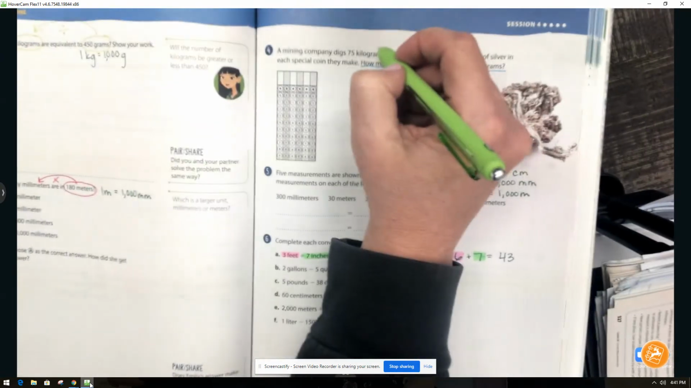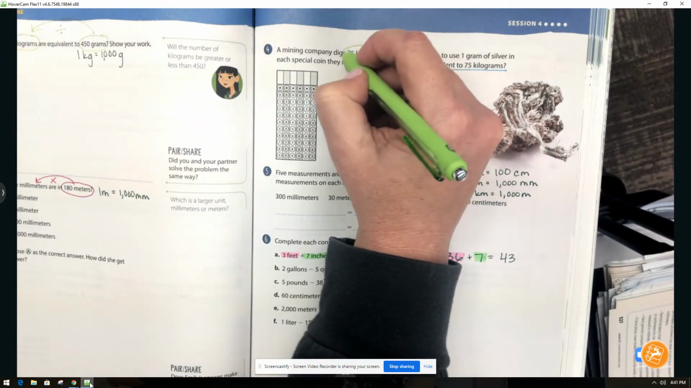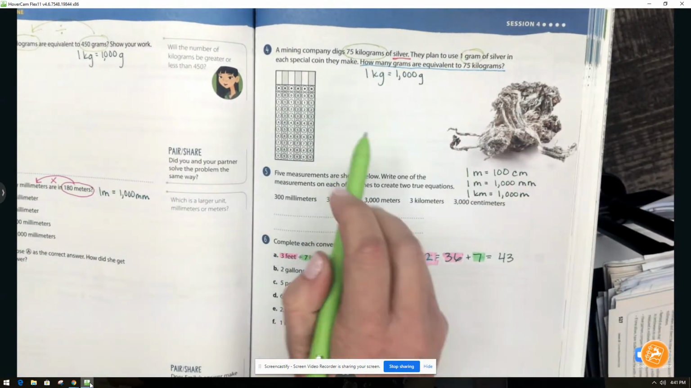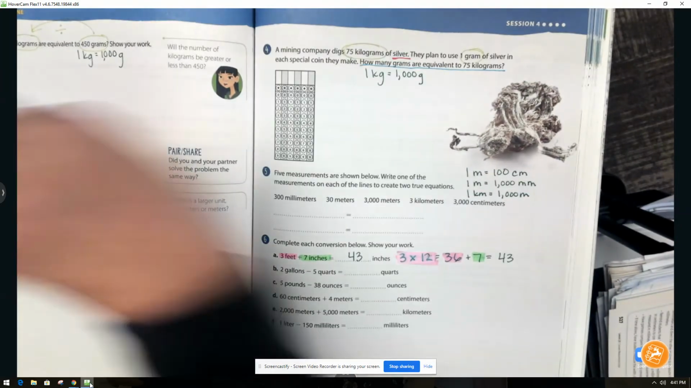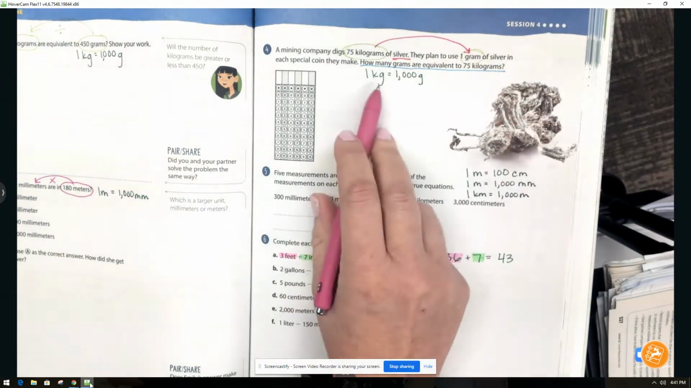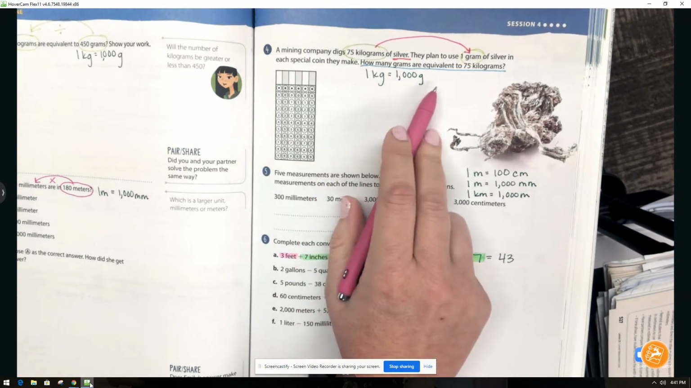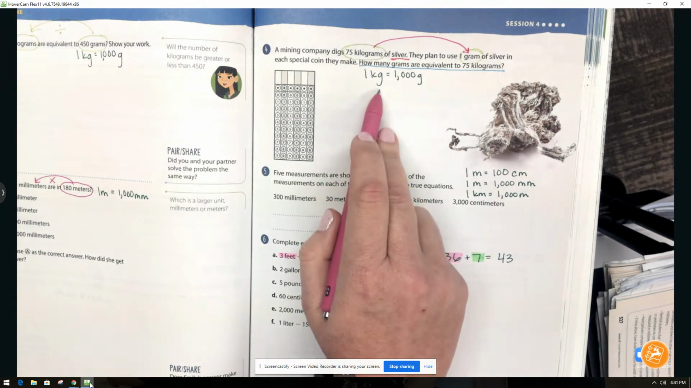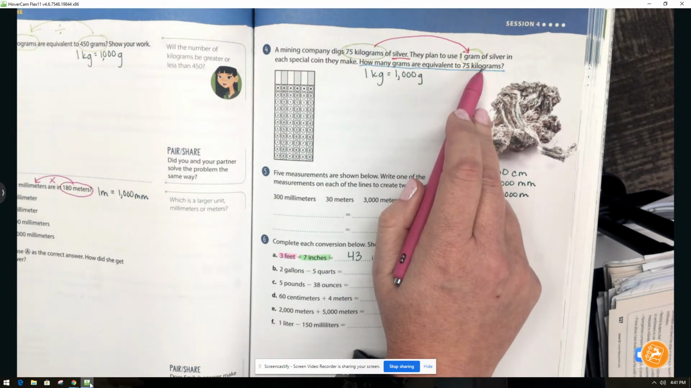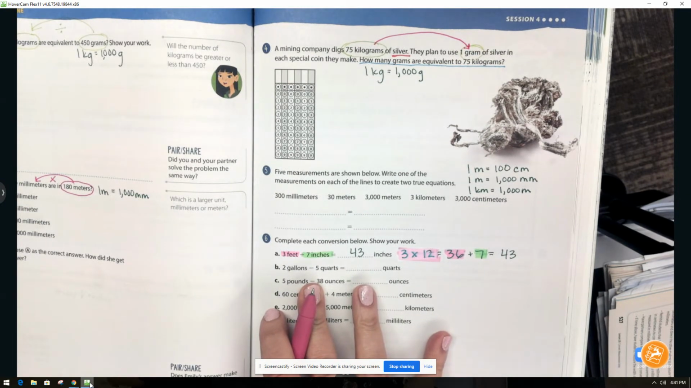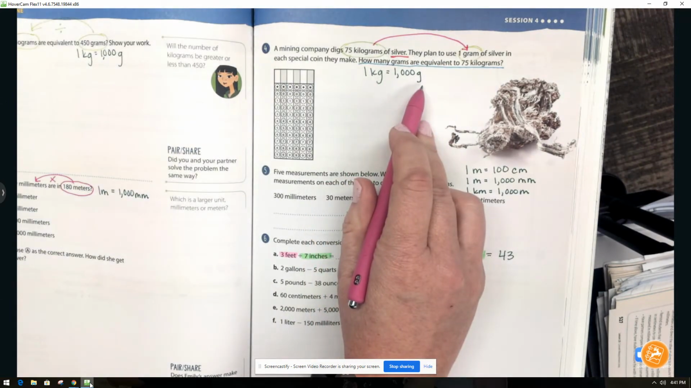We know that we have 75 kilograms and we want to turn it into grams. So we're going from a kilogram to a gram. So we're going from a larger unit to a smaller unit. So when we go from a larger unit of a kilogram to a gram, what operation do we use? By this point, you should know, so I'm not going to tell you the operation. But remember, you're going from a larger unit to a smaller unit.